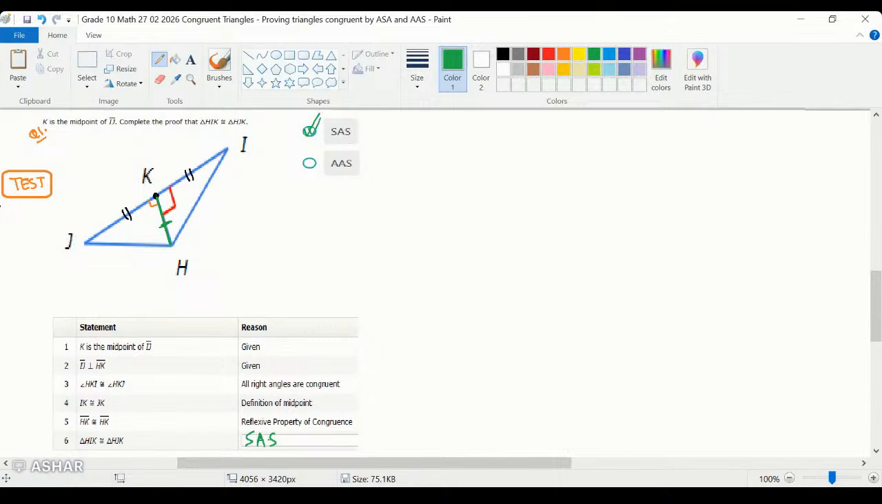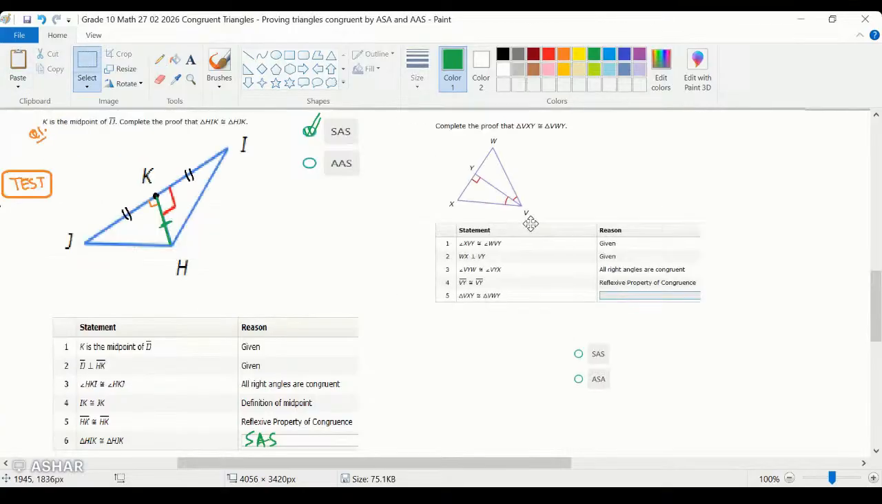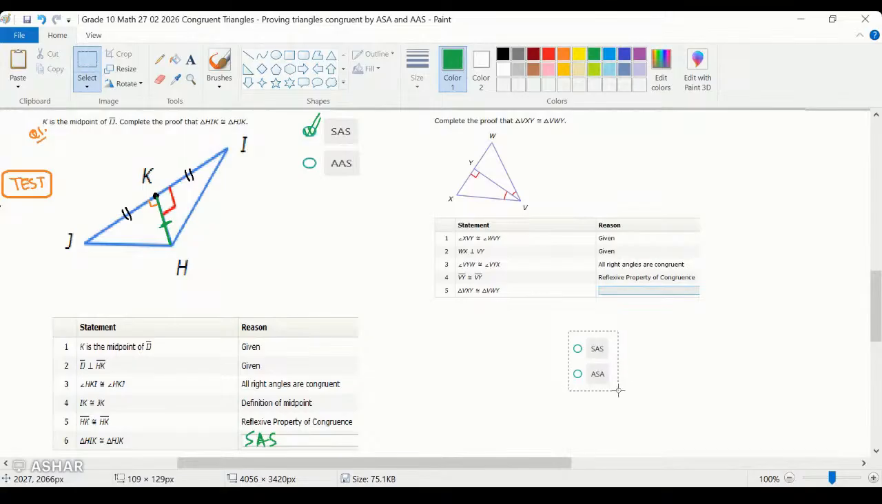Let's try another example. I did this for you. Next one, I need you to answer it for me. Okay. For the next question, it says, sorry, copy, paste. Question number 2. If this is the information that has been given to us, this is our question number 2.